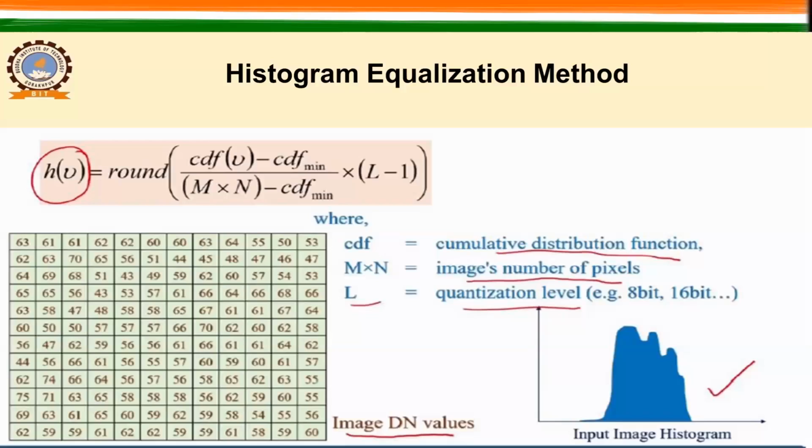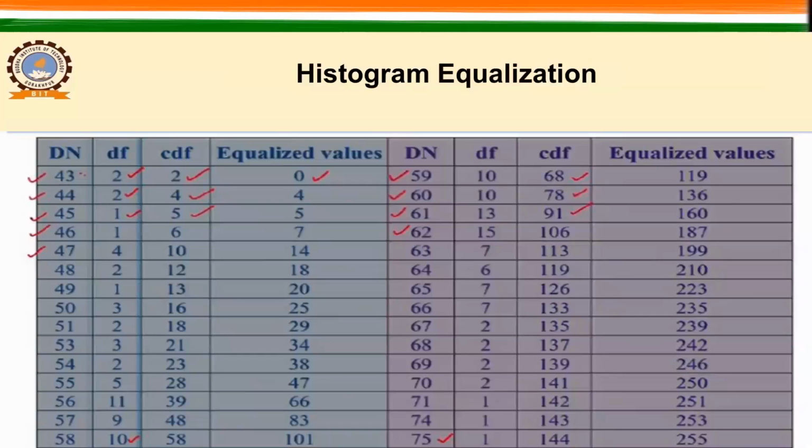Then what will the CDF be? The CDF is your cumulative. So you start from this 2, then 2 to 4, 4 to 5, like that. You have to calculate all the CDF values, right? And once you have that, you can simply use this particular formula and calculate your output value here. So this is the equalized value.